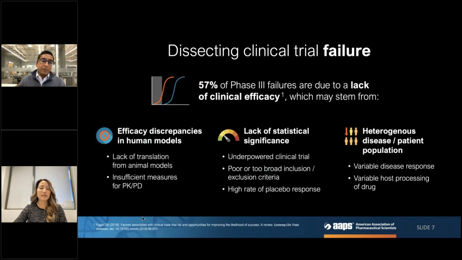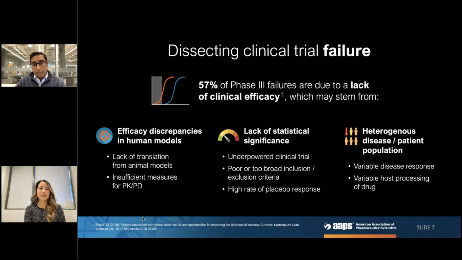Now, we've spent quite a bit of time at Sapient and in the scientific literature really dissecting down this question of clinical trial failure and understanding why clinical trial failures occur at this very late stage when time is of the essence, when patient lives are at stake, and when obviously expenses are quite great. And what we found is that 57% of phase 3 failures are due to actual lack of clinical efficacy.